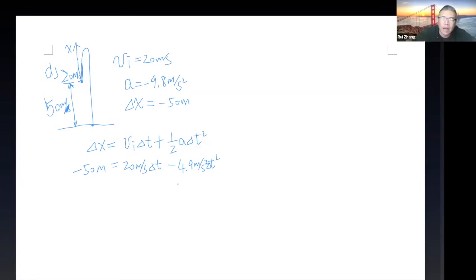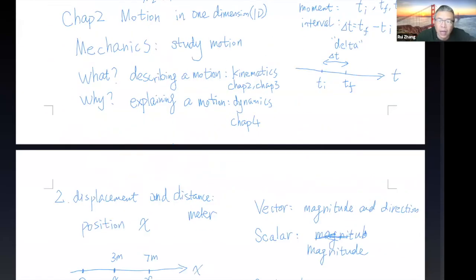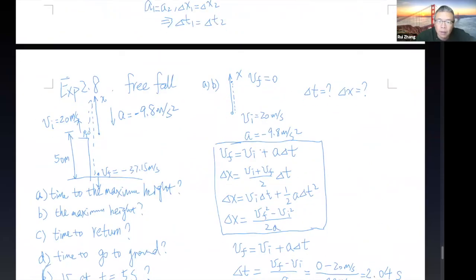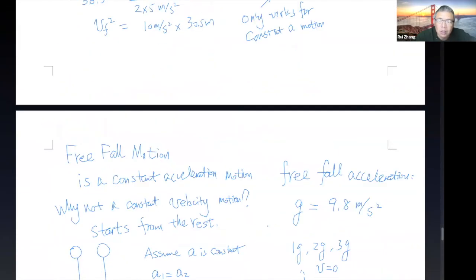Given the other formulas here, with those three pieces of information, if we cannot figure out delta T directly, we can figure out VF. Once we figure out VF, we can use the second formula to figure out delta T, so then we don't need the third formula. We can figure out VF from the last formula, because we don't know delta T, so we have to use the last formula here.